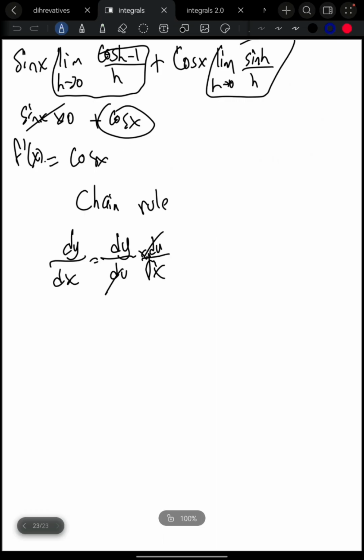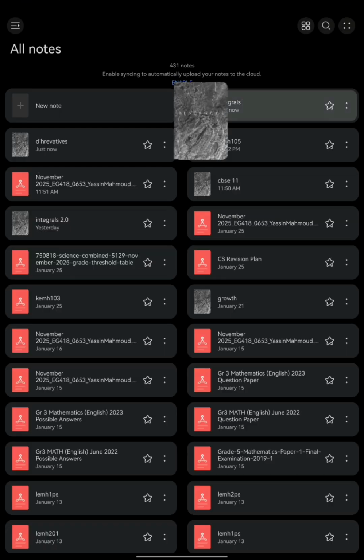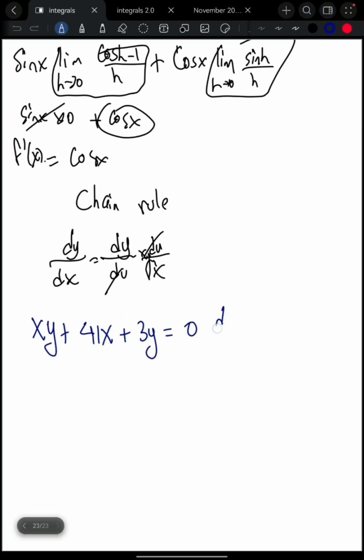Okay, implicit, right? It's kind of like the chain rule, right? Let's say I have a function like xy plus 6x plus 3y is equal to 0, right? And I'm trying to find dy by dx, right?